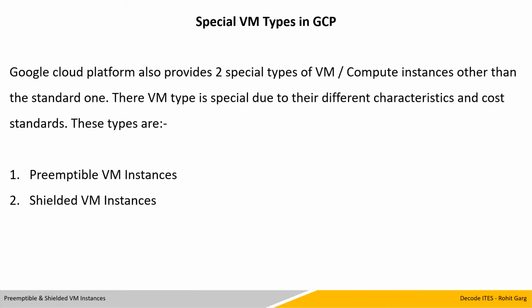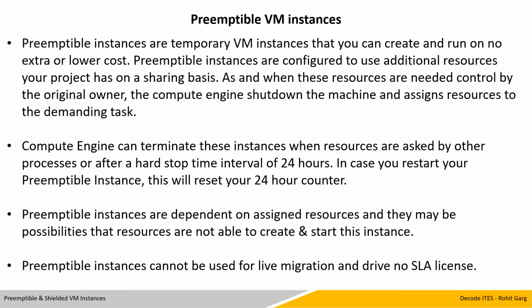Special VM types in GCP. Google Cloud Platform also provides two special types of VM and compute instances other than the standard one. These VMs are special due to their different characteristics and cost standards. These are preemptible VM instances and shielded VM instances. Let's start with what a preemptible VM instance is and its characteristics.